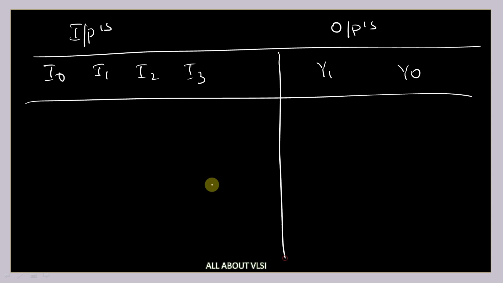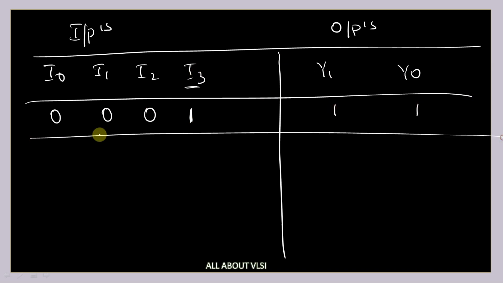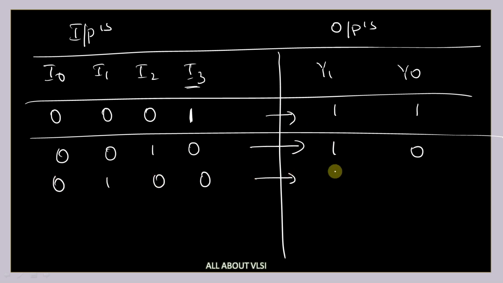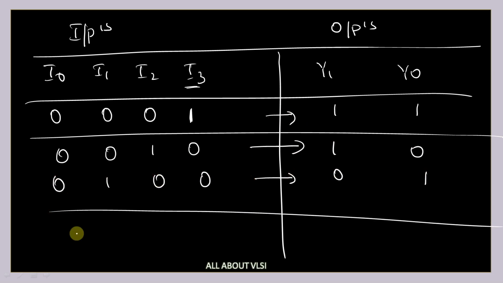So if you are keeping all of these as 0 and pressing I3, then what is the equivalent of 3? 3 is nothing but 1 1. And if you are pressing 0 0 1 0, you are getting 1 0. For 0 1 0 0, you are getting 0 1. And if you are pressing 1 0 0 0, you are simply getting 0 0. Depending upon the line you are selecting, you get that particular output. So you are basically encoding things.